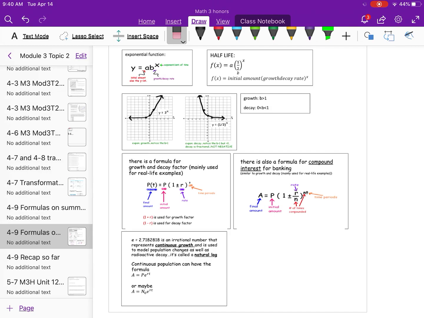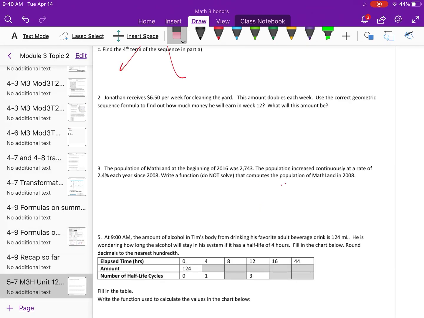So again, if we look back at our unit review, we're going to look here, number two. It says Jonathan receives $6.50 per week for cleaning the yard. This amount doubles each week. Use the correct geometric sequence to find out how much money he'll earn in week 12.